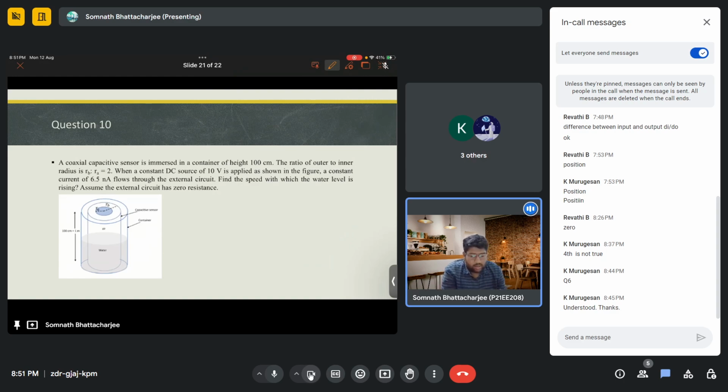So we have a coaxial capacitive sensor here. We know that height is 100 centimeter. It's already given here. The ratio of the outer and the inner radius, that is RB by RA, equals 2, where RB is the outer one and RA is the inner one. So we just applied a DC source voltage of 10 volts, and a constant current of 6.5 nanoampere flows through it.